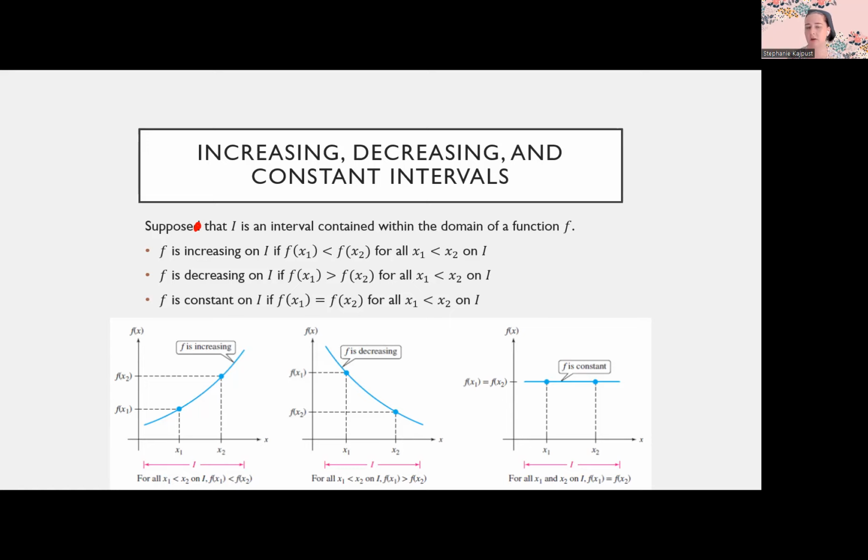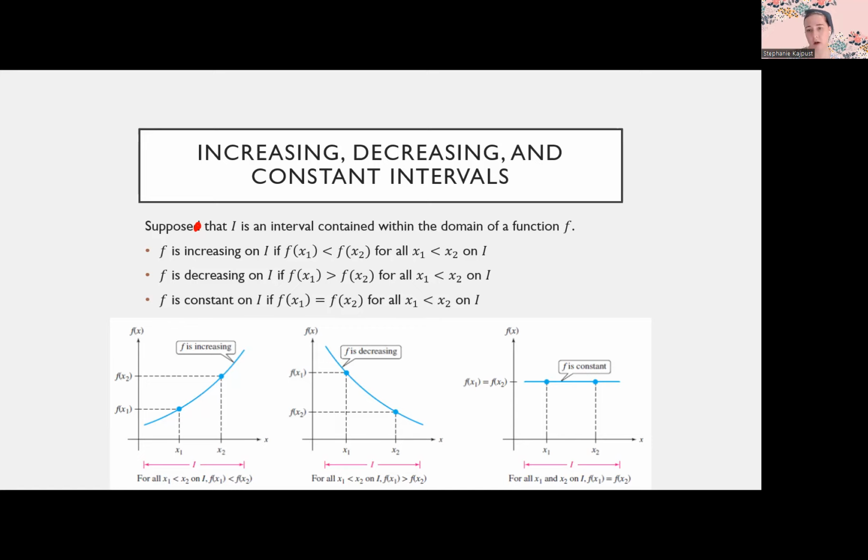What this basically means is that when we look at the graph going from left to right, it's getting higher as we move from left to right. So we always look at graphs going left to right. So if it's getting higher as we move left to right, it's increasing. If it's getting lower as we move from left to right, it's decreasing. And then if it stays the same as we move left to right, that's constant. So that's essentially what the math definition is saying here.